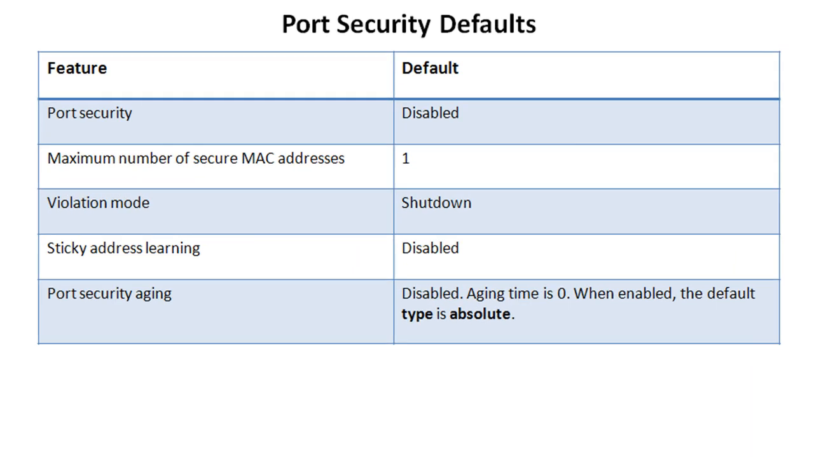This slide basically just gives you a table with the default settings as far as port security goes. By default, it's not enabled. That makes sense. The maximum number of MAC addresses is set to 1, and we've talked about that multiple times. Violation mode, as I told you, is shutdown. Sticky learning is not enabled. You have to specifically enable that. And then port security aging is not enabled. When you do enable it, the default type for this is going to be absolute, and we just saw that in the last couple of slides. But this type of stuff here, really good to know for an exam.